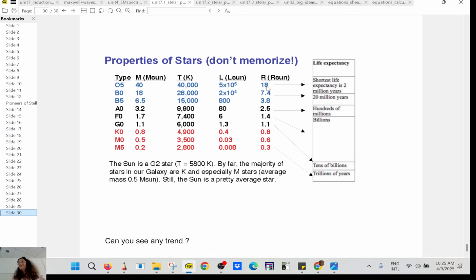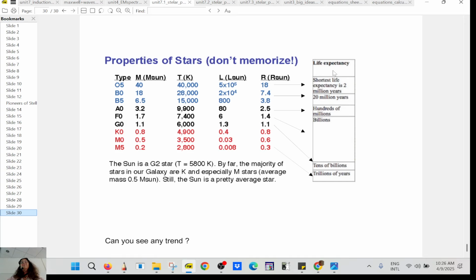And then here you have the size. As you increase the mass, you increase the size, and it's also proportional to the mass. And then you have life. The life is inversely proportional to the mass to the 3rd power. So if you multiply the mass by 10, your life will be divided by 1,000.